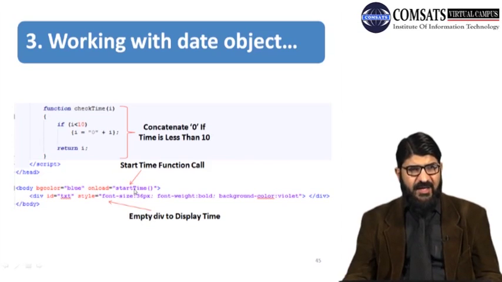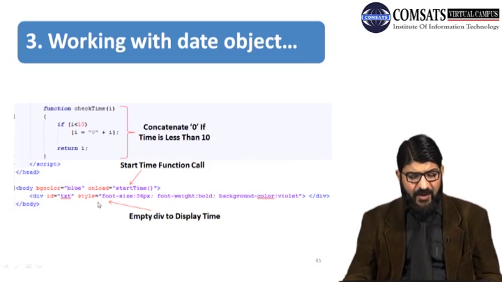Then the onLoad function startTime is added, and here the div id text is mentioned, which is already referred as an element id in getElementById. Then the font for the div is given. The font size is 36 pixel. The font weight is bold. The background color should be violet, and the div tag is closed. This is an empty div where we need to display the time, and the startTime function is called onLoad.